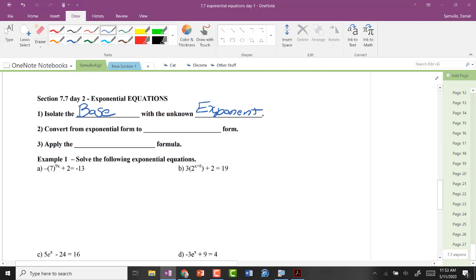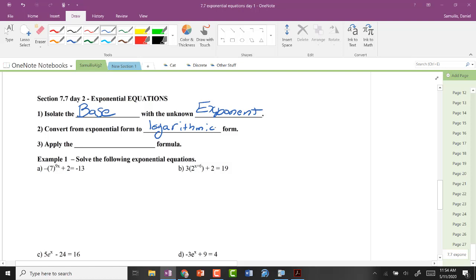Then we are going to go the opposite way of what we did yesterday, where yesterday we converted from logarithmic to exponential. Well, guess what? We're going to convert from exponential to logarithmic. Again, this was the whole point of this unit, was to be able to solve for unknown exponents. So convert from exponential form to logarithmic form. Again, that's after you isolate the base.